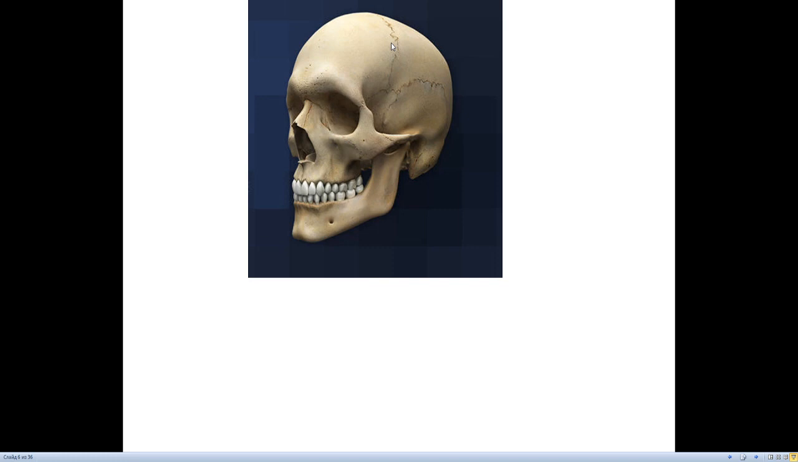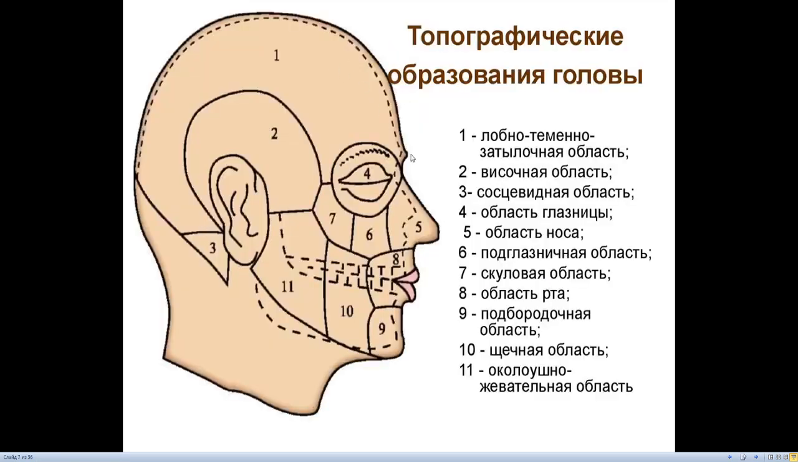In the facial part of the head, or viscerocranium, the visceral part of the head, which contains organs, we can distinguish the orbital region, regio orbitalis, then the nasal region, regio nasalis, the oral region, regio oralis, together with which the regio submentalis, the submental region, is also usually studied.